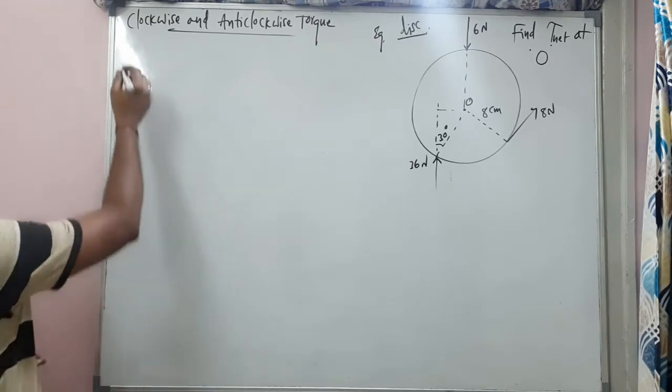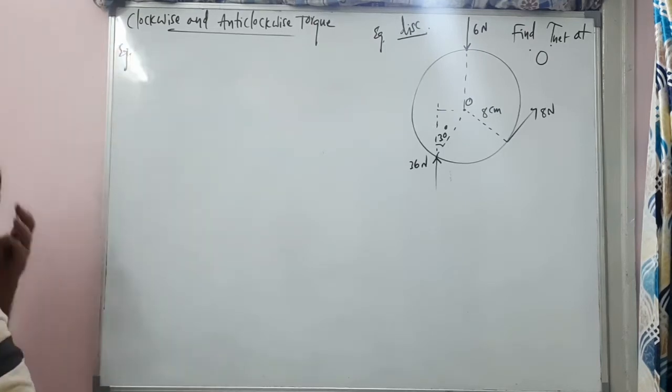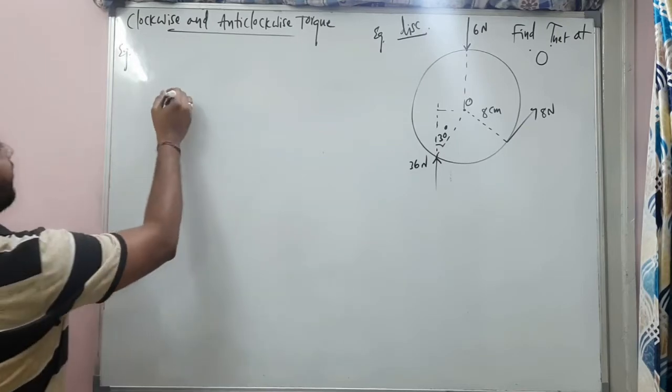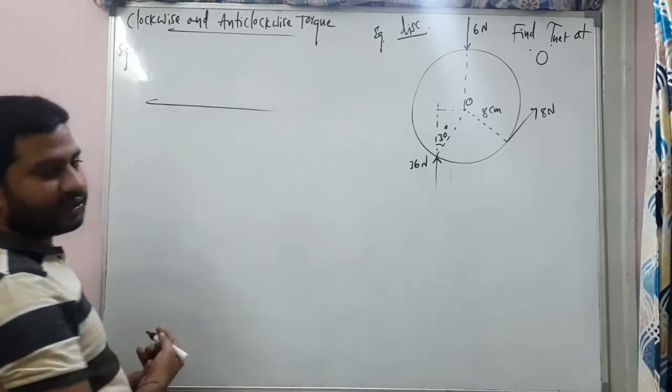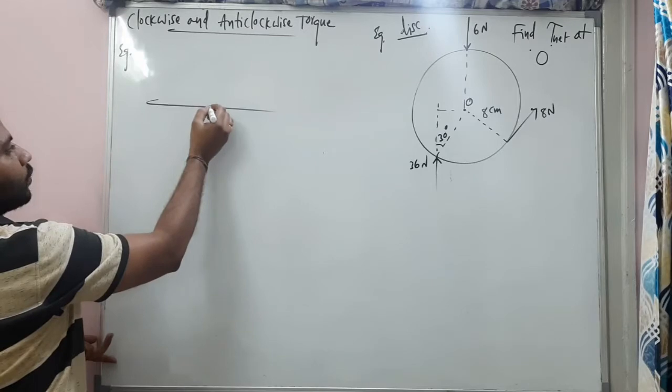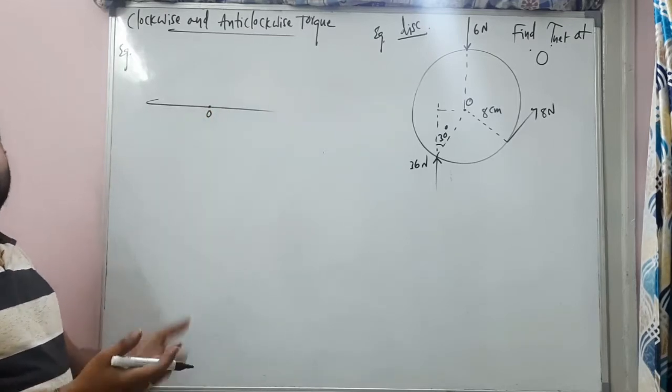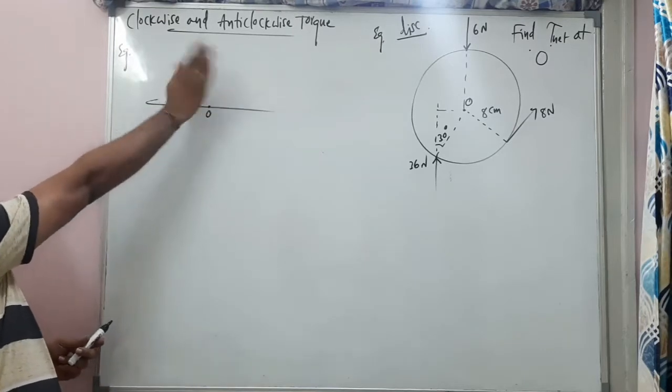Let's look at the basic example here. With this example you will understand it 100%. A rod is considered here. This is the midpoint. About this midpoint, the rod can rotate like this. The rod can rotate like this.